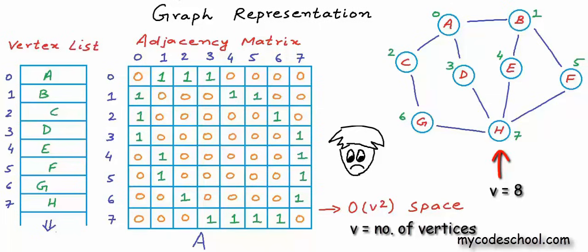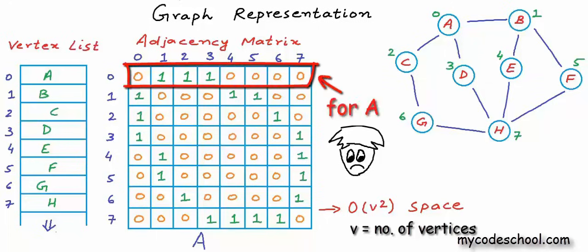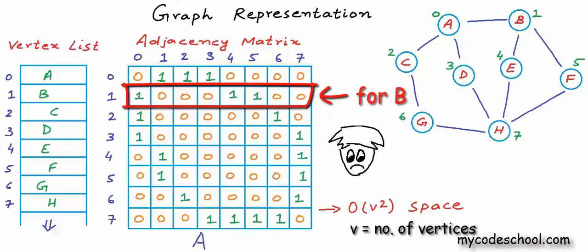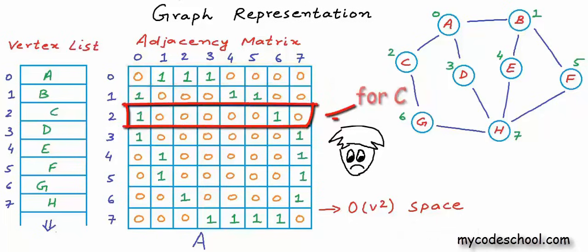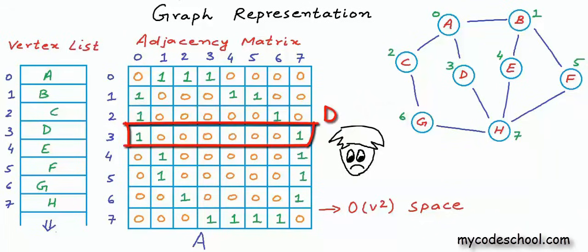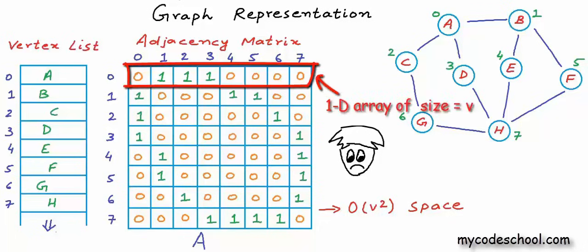Now what's basically happening is that for each vertex, for each node, we have a row in this matrix where we are storing information about all its connections. This is the row for the 0th node, that is A. This is the row for the 1th node, that is B. This is for C, and we can go on like this. So each node has got a row, and a row is basically a one-dimensional array of size equal to number of vertices, that is V.